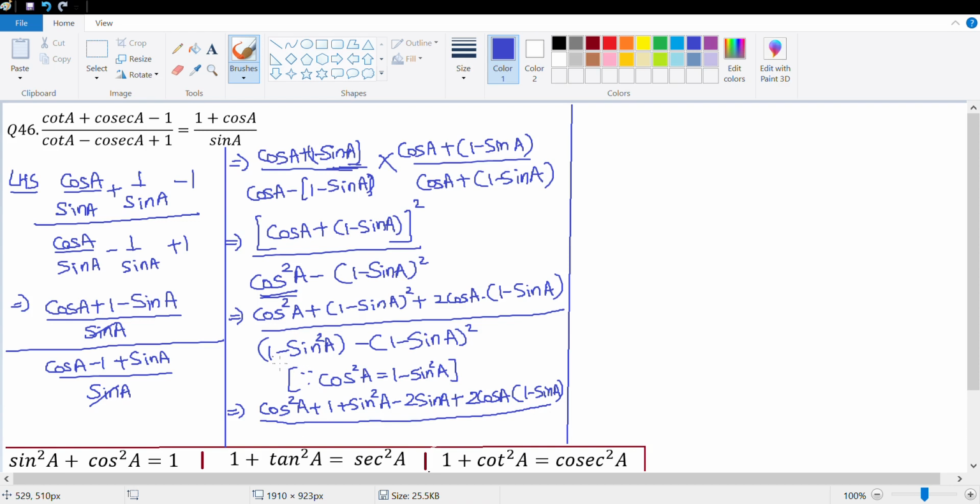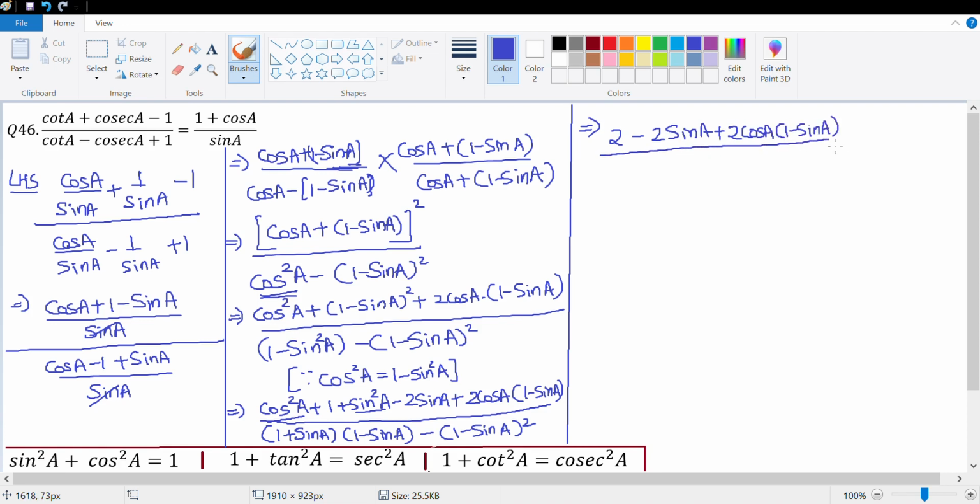In the denominator, this is in the form A square minus B square, which means I can write this as A plus B multiplied with A minus B. So this is the first term here, and then this term remains 1 minus sine A whole square. Done. So here let's see if I have been able to get something. I have a cos square A, I have a sine square A, add them together, it gives me 1. So this is 1 plus 1, that's 2. So that's 2 minus 2 times sine A plus 2 cos A times 1 minus sine A.